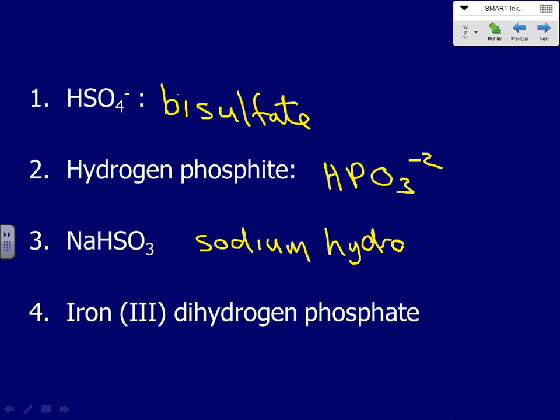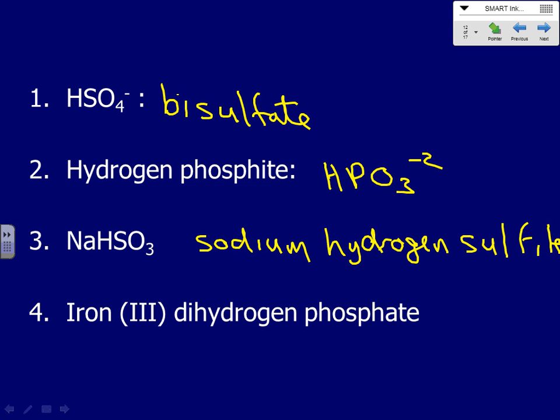Sodium, hydrogen, and that is a sulfite. Sulfite. And what else could we have said on the back end of that? Could have been something else as well. Yeah, Emily? Bisulfite. You could call it a bisulfite as well, right? So a sulfite, SO3 minus 2, can also be a bisulfite. Either or, I don't care.